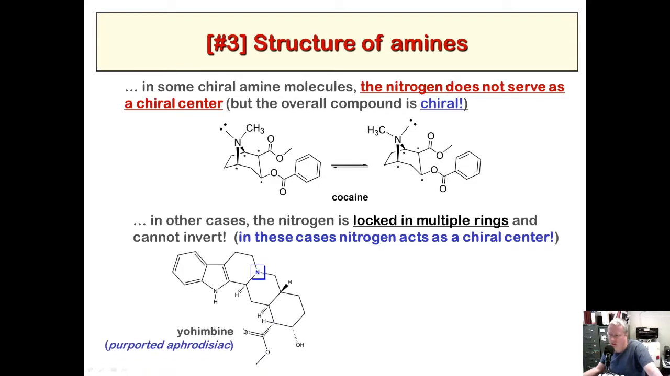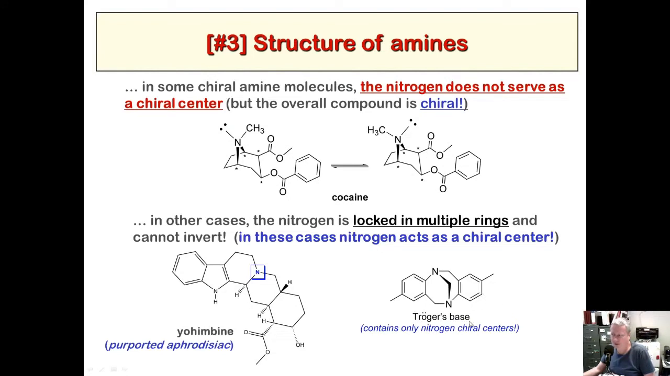Yohimbine is one of these molecules where the nitrogen is a tertiary amine, and it can preserve chirality in the ring. And of course, we have other chiral centers, but these kinds of nitrogen atoms are considered chiral nitrogen. It's a little different than the N-methyl group in something like cocaine. This is a really cool molecule also.